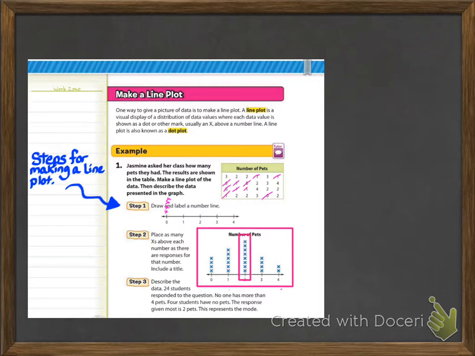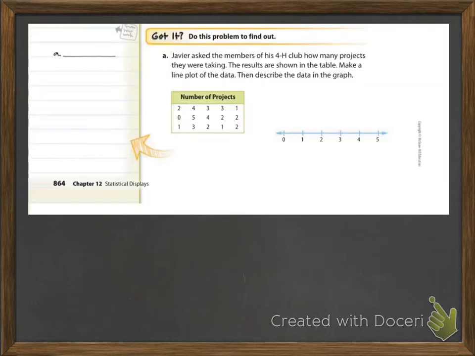And we know that because look at this here. That's our tallest plot there, our tallest row of X's. So we know that's the most common number of pets for the people in her class. All right, so now you guys are going to do this one on your own.